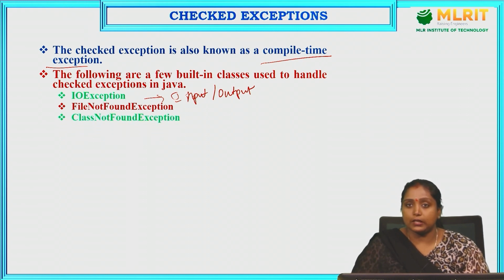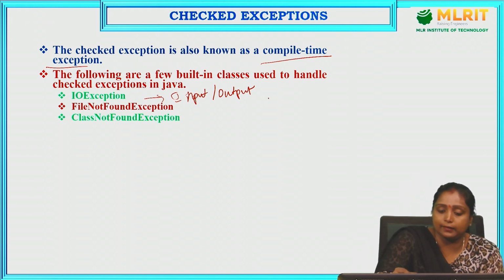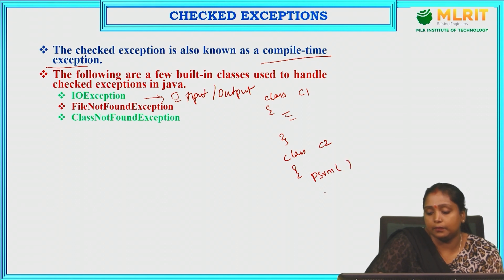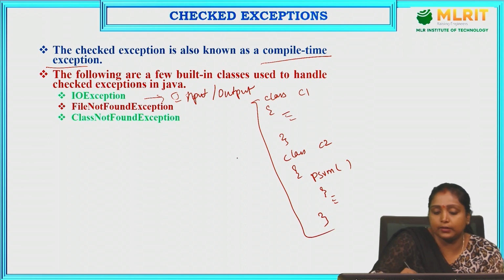ClassNotFoundException. And if you are writing a class name, for example, if I am having a class C1 as my class, and class C2 which consists of public static void main, I have saved this particular file as c1.java.